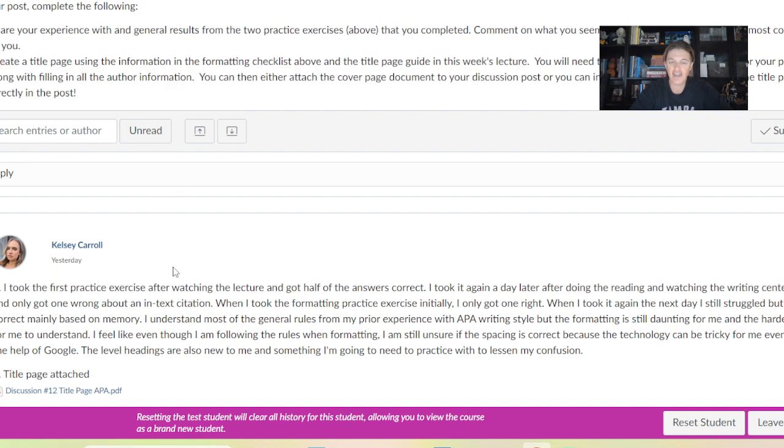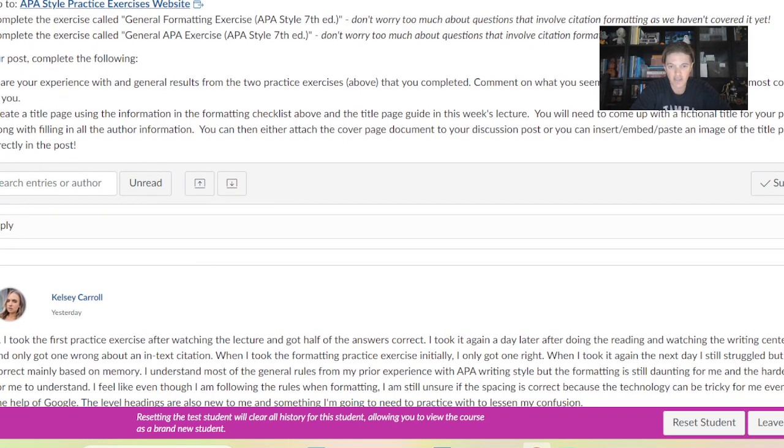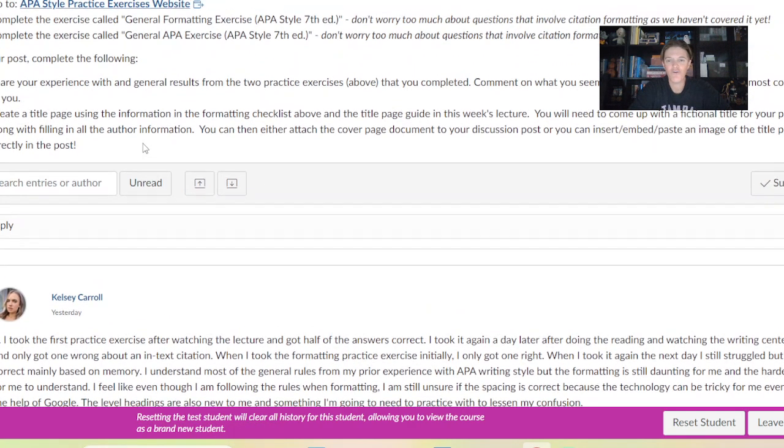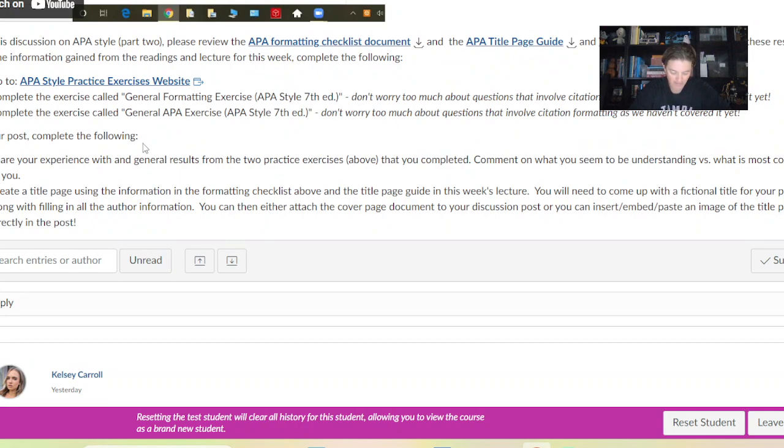You are going to be creating a title page with the information in the formatting checklist right here above. And then the title page guide, the sample title might be helpful for you, and then everything from the lecture. So you'll need to come up with a fictional title for your paper, along with filling in all of your author information. You can either attach the cover page, or you can include it as an image like many of you did with your graphs last week. But that title page, make sure it's formatted perfectly.